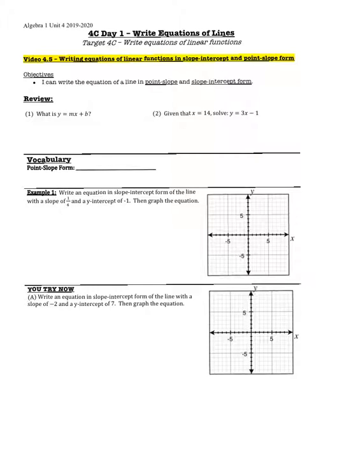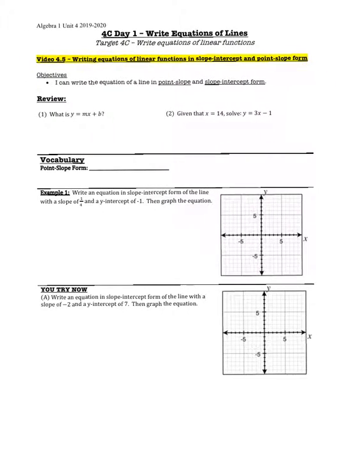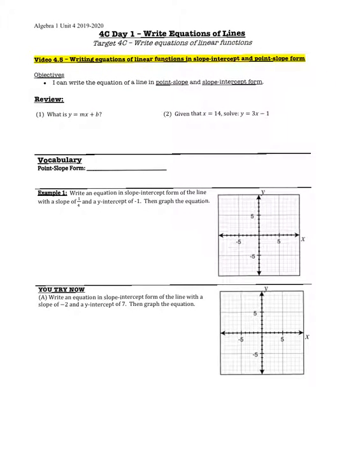Maybe if I give you 2 points, can you write an equation from that? And so on. So for today, we're going to look at writing equations in specifically point-slope form as well as slope-intercept form. And at the top, we're looking at a review. It says, what is y equals mx plus b? And hopefully you're like, well, I remember that is slope-intercept form.